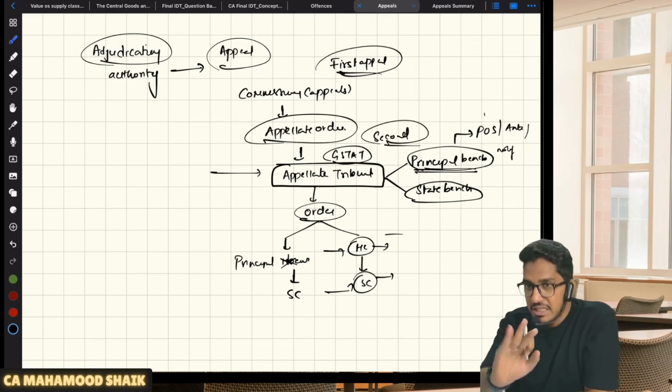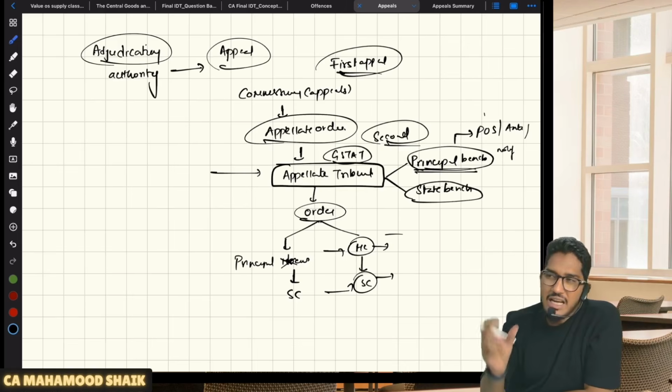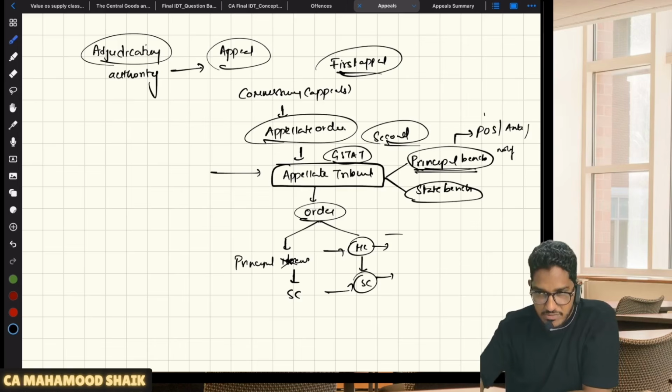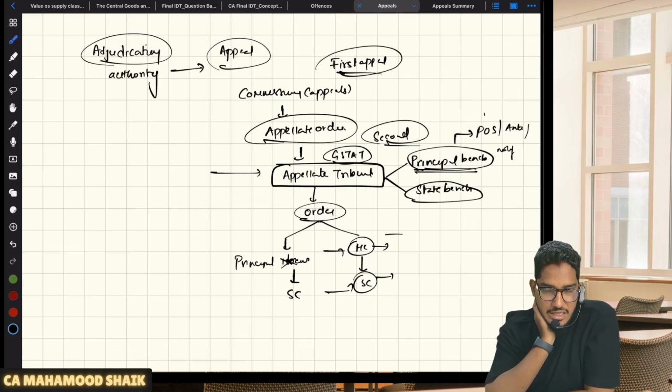But that is not the end. We can go for appeal to the High Court also, and to the Supreme Court also. Regarding that, we are going to have a very limited discussion. Why? Because normal judicial proceedings will come. Normal district court, High Court, Supreme Court related rules and regulations will come into picture. Normal laws of justice will come here.